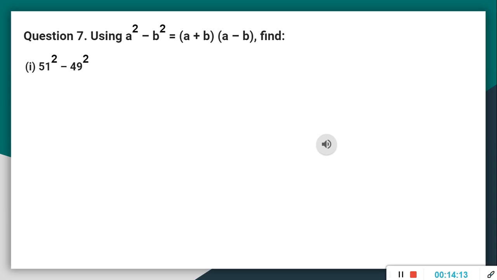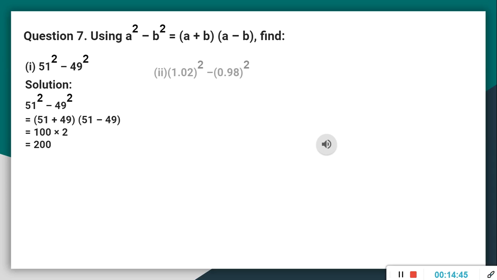Means here a is 51 and b is 49. So we have to add together both the numbers and subtract together both the numbers. Then after that, multiply. So here 51 plus 49 into 51 minus 49. If you add 51 plus 49, we will get 100. If you subtract 51 minus 49, we will get 2. So what is the answer? 100 into 2 is equal to 200. Therefore, the answer of 51 square minus 49 square is equal to 200.